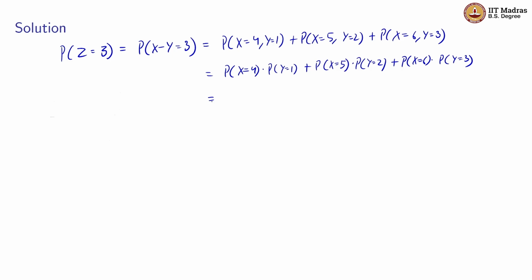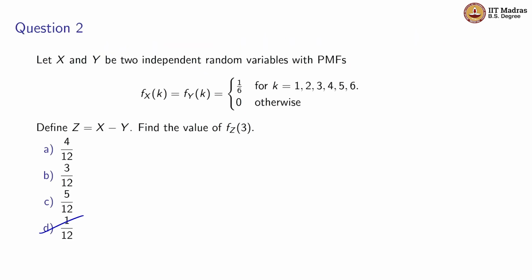Now, as both x and y are uniformly distributed and they are taking integer values from 1 to 6, all the probability will be equal to 1 by 6. So all the three terms will be equal to 1 by 36. So this will be equal to 3 by 36, which is equal to 1 by 12, and this is the required answer. So option D is correct.